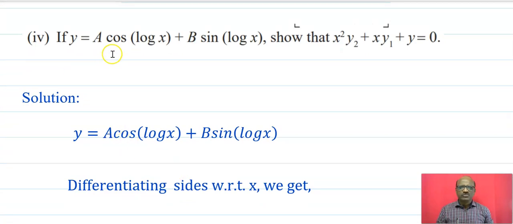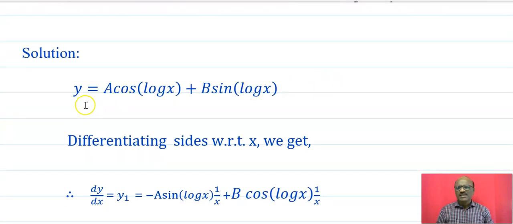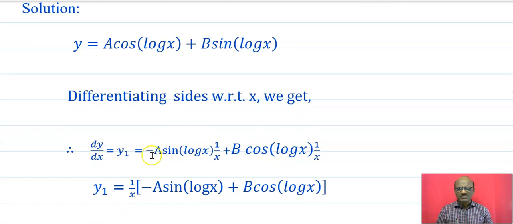Now the next question, that is question number 4. If y is equals to a cos of log x plus b sin of log x, then show that x square into y2, means d2y by dx square, plus x into y1, means dy by dx, plus y is equals to 0. Now see this here, again, y is equals to a cos of log x plus b sin of log x. Now differentiate this with respect to x.